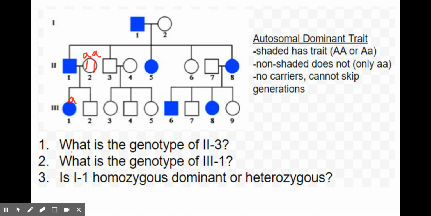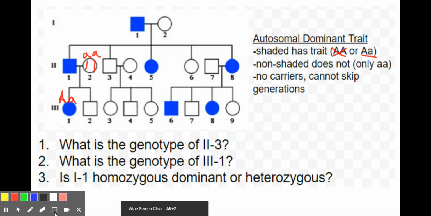So when we're talking genotype here, again, that's the letters. What is the genotype of this one? It can't be that, it has to be this. So we are looking at a heterozygous individual. All right.